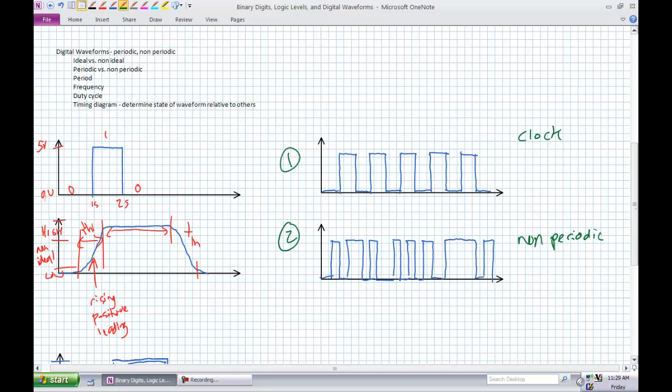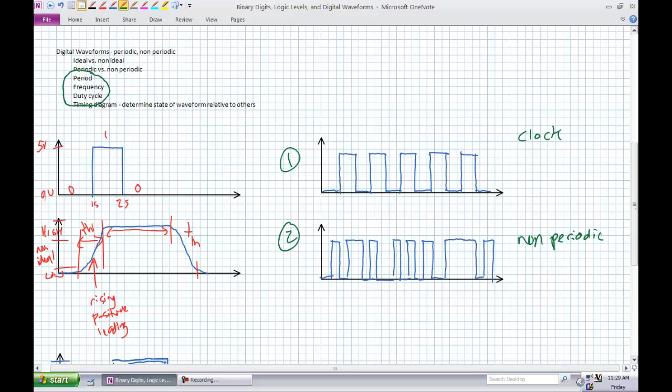It's conveying information like music. It's not repetitive in nature, unless it's REM. That's really repetitive. It's conveying information. You can't really assign some of the quantities we're about to discuss to a non-periodic waveform. But there is some data you can provide about clocks or periodic waveforms: principally, the period, frequency, and duty cycle.